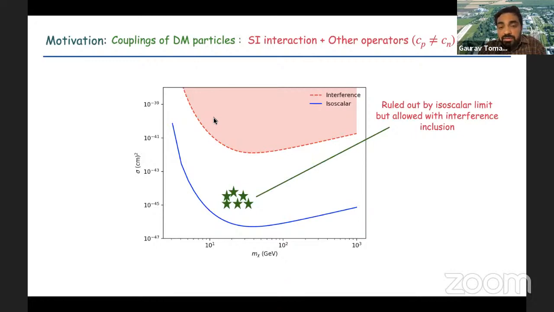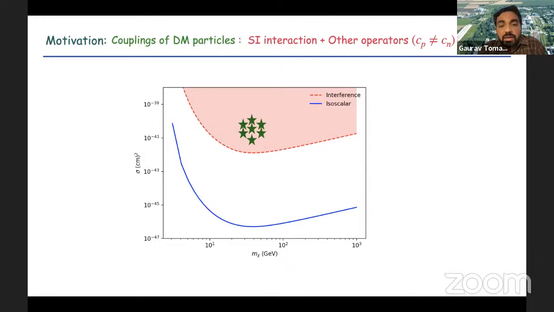But what happens if your parameter space is lying in this red region? That means your model is ruled out, no matter what. Okay, so this is the importance of consideration of interference.